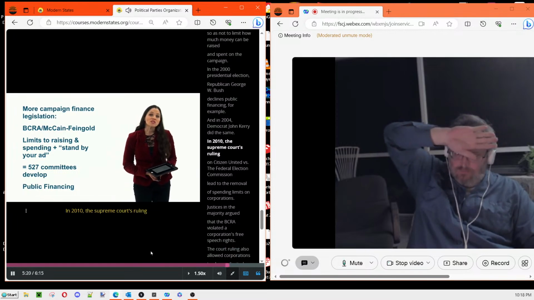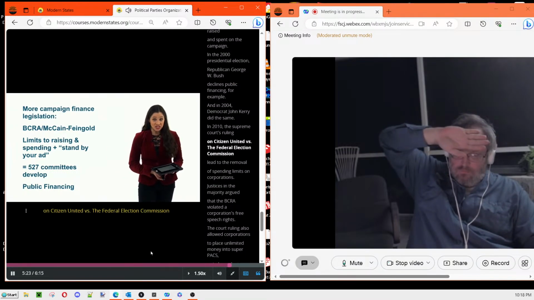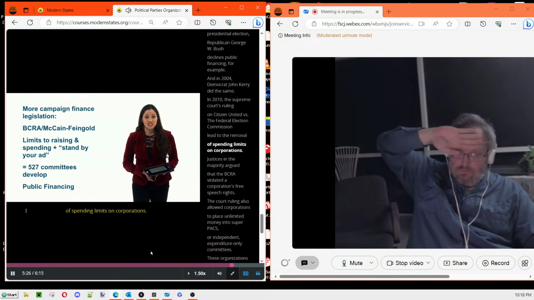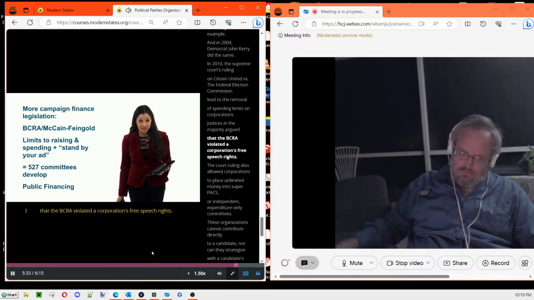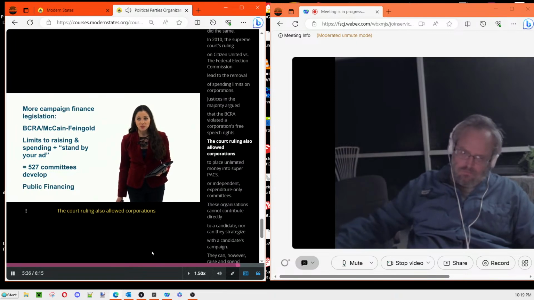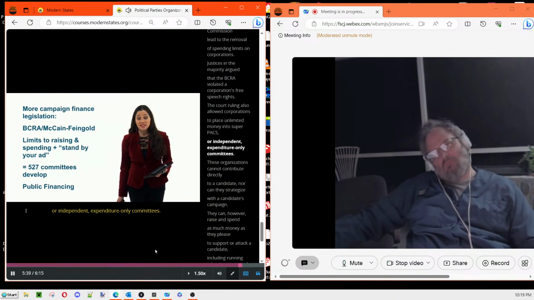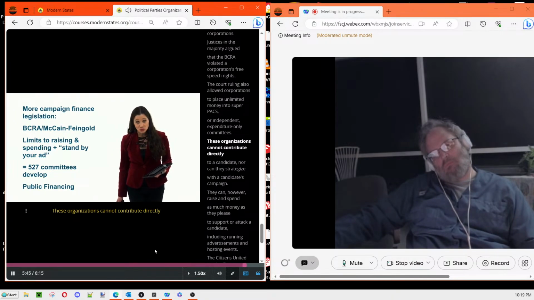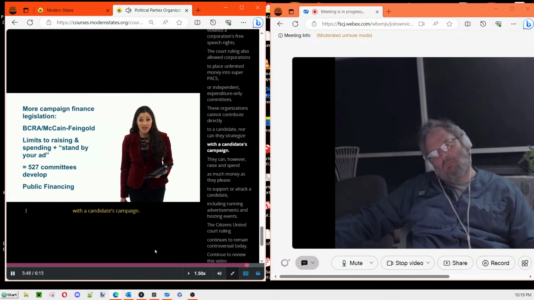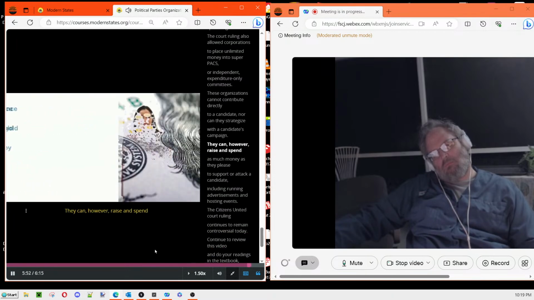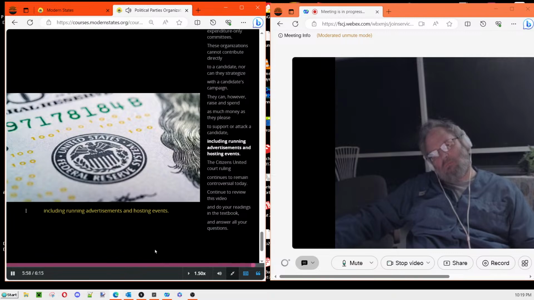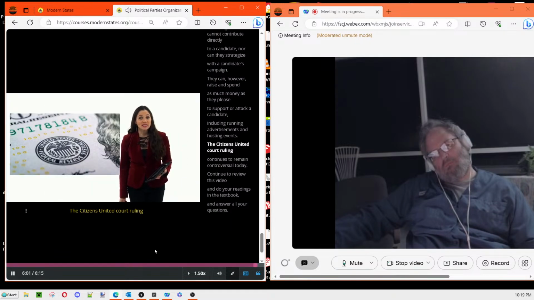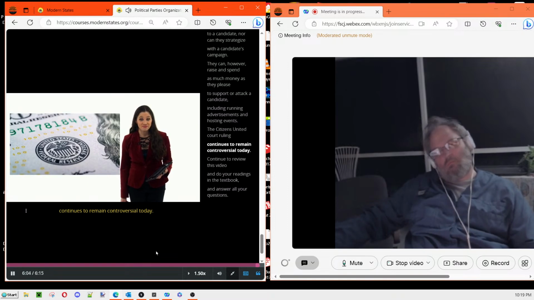In 2010, the Supreme Court's ruling in Citizens United versus the Federal Election Commission led to the removal of spending limits on corporations. Justices in the majority argued that the BCRA violated a corporation's free speech rights. The court ruling also allowed corporations to place unlimited money into super PACs, or independent expenditure-only committees. These organizations cannot contribute directly to a candidate, nor can they strategize with the candidate's campaign. They can, however, raise and spend as much money as they please to support or attack a candidate, including running advertisements and hosting events. The Citizens United court ruling continues to remain controversial today.